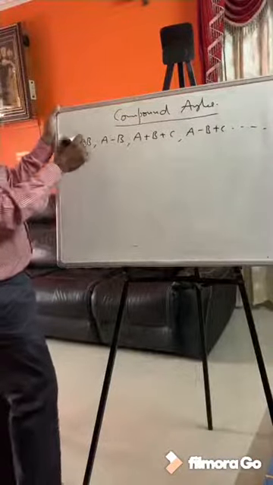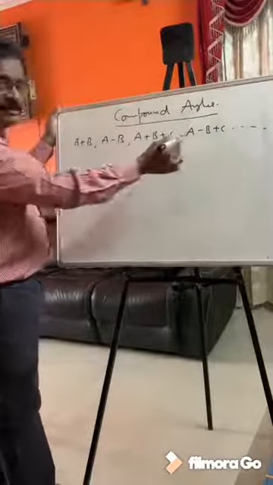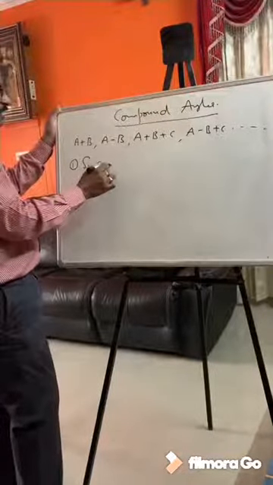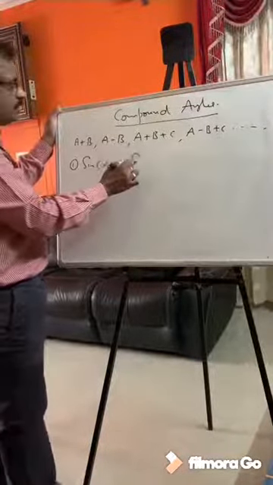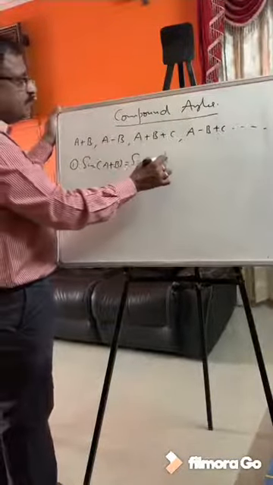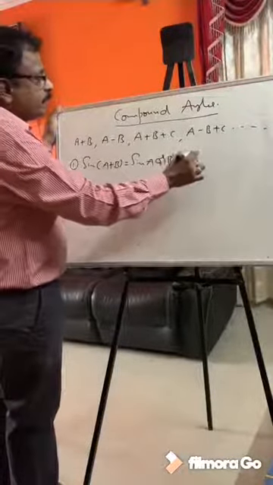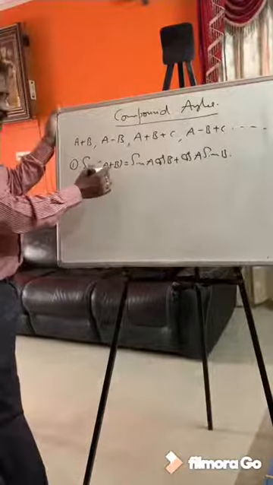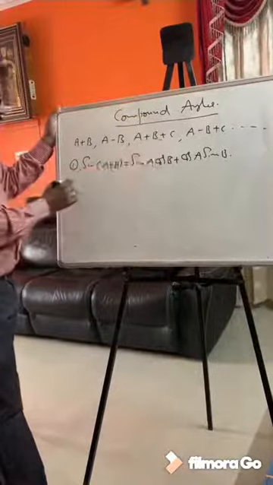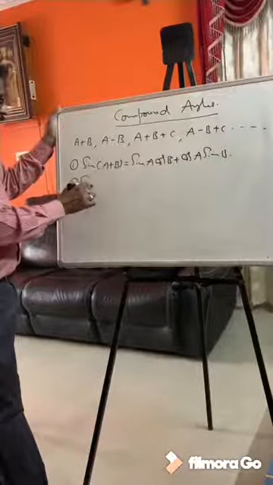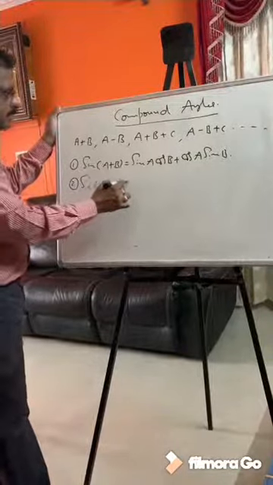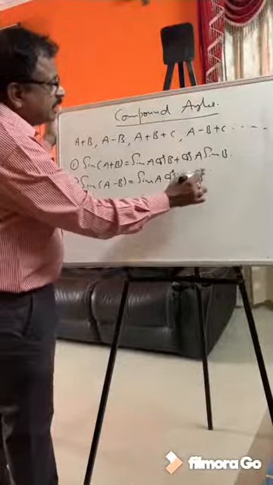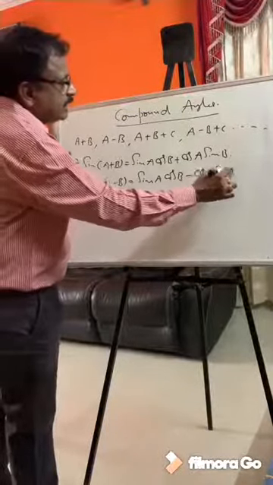So here we are going to learn the formulas based on these. Here I am not giving the proofs because at present you don't require them. Just sin A cos B plus cos A sin B. Sin of A plus B is sin A cos B plus cos A sin B. The second one, sin of A minus B is sin A cos B minus cos A sin B.